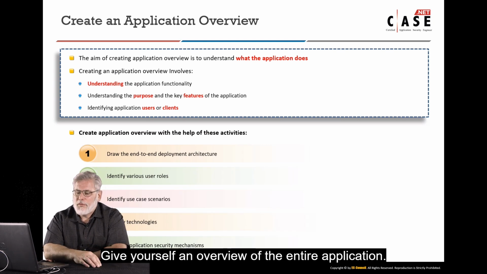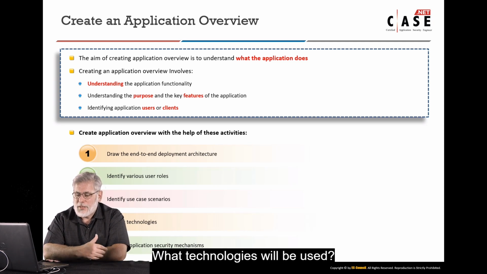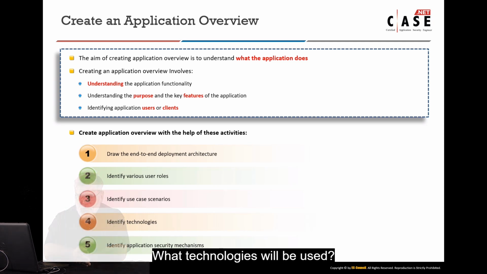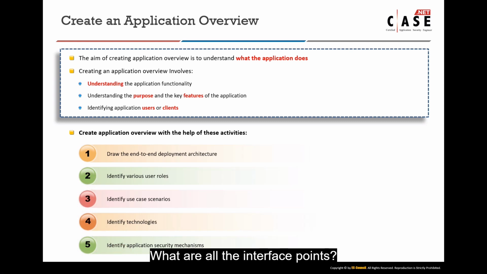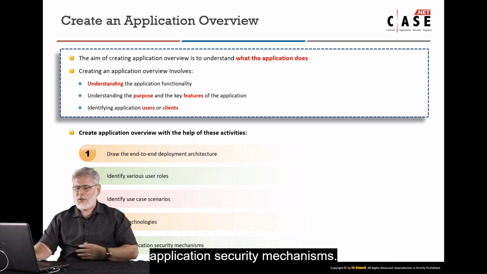Give yourself an overview of the entire application. What are the users? How will they interact with the system? What are the use case scenarios? What technologies will be used? What are all the interface points? What are all the data input and output points? This gives you a complete view of your application, for which you can now identify application security mechanisms.